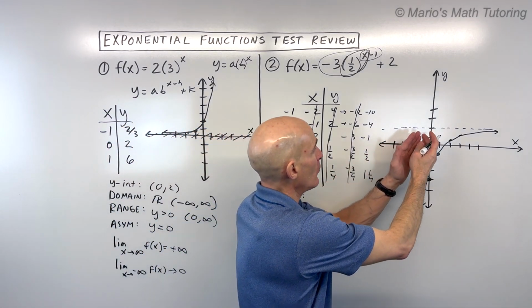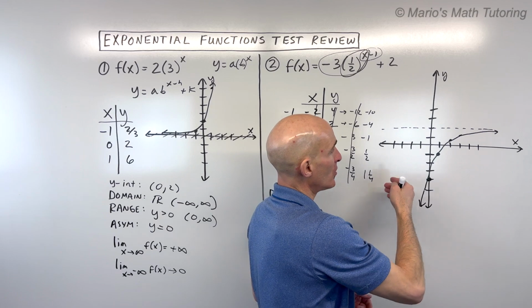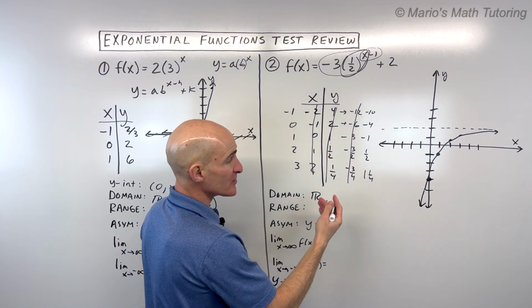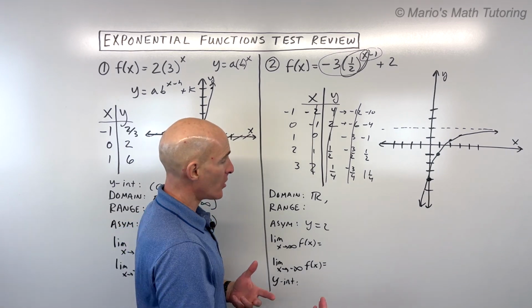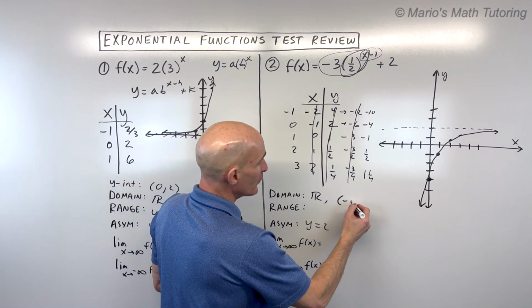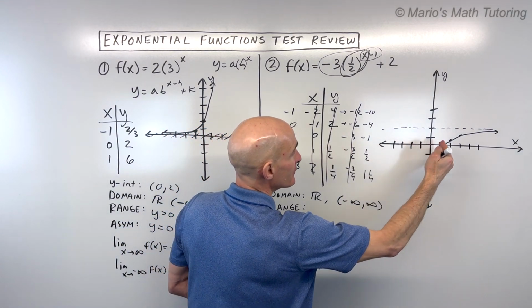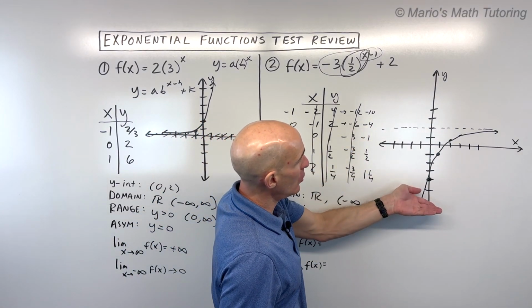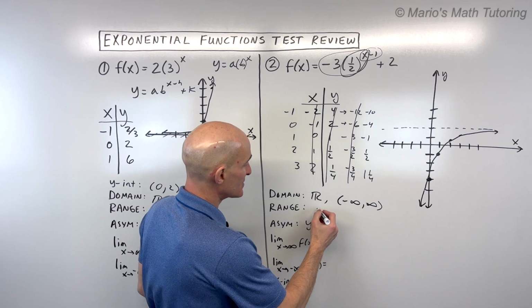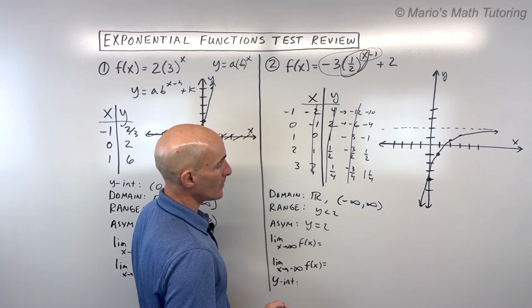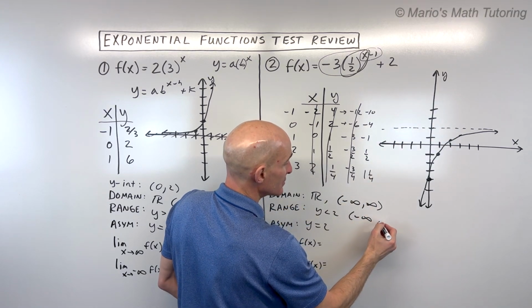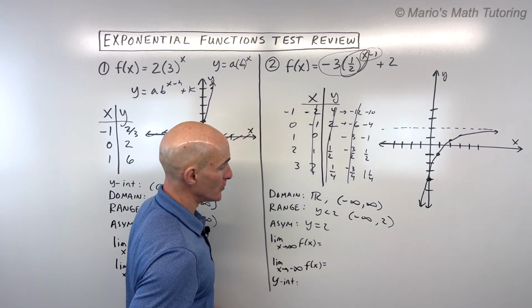So domain, what can the x values be? Well, it's going to the left and the right forever and ever. So the domain would be all real numbers. You'll notice with these exponential functions, the domain is always all reals. Or if you know the interval notation, it goes from -infinity all the way to +infinity. The range, the y values, it's below this horizontal asymptote. So we're going to say y is less than 2. Or in interval notation, it goes from -infinity to 2, not including infinity or 2.